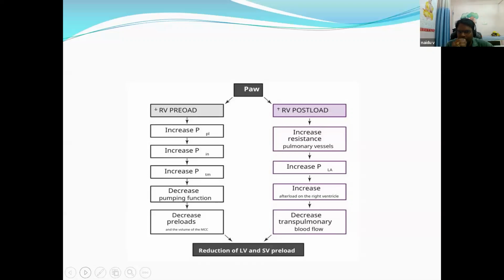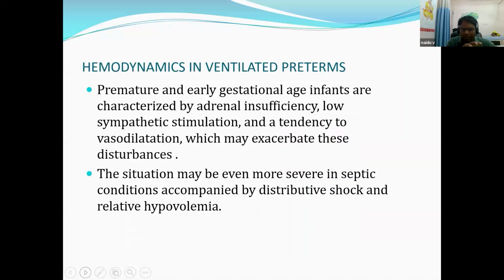With increased positive pressure ventilation, pulmonary vascular resistance will increase. It can lead to a change in the left atrial pressure and decreased pulmonary blood flow, so that left ventricular preload also decreases. Both left ventricular and right ventricular preload will decrease with positive pressure ventilation. All these are the main mechanisms of hemodynamic changes that occur during mechanical ventilation.